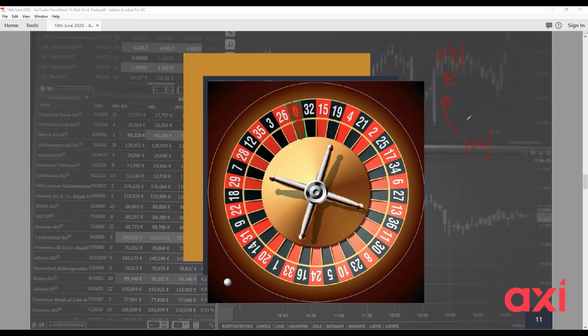Guys, please try it out. Now you have a mathematical edge. It's not a trick question anymore. You have a mathematical edge, and your strategy is profitable. So how much are you going to bet on it?